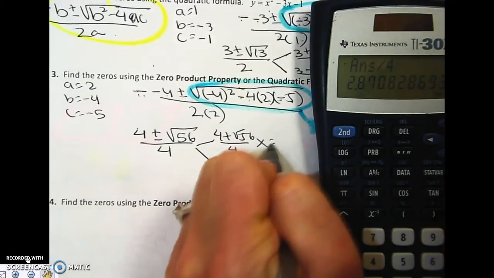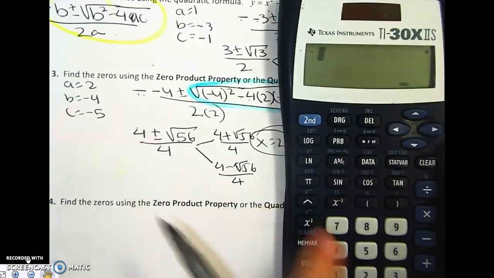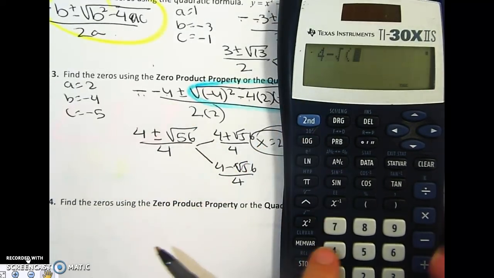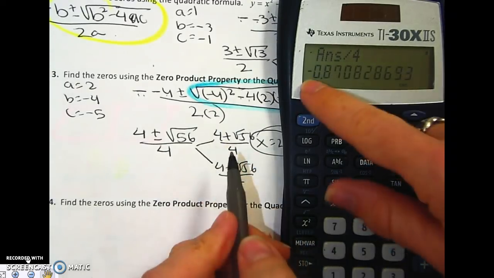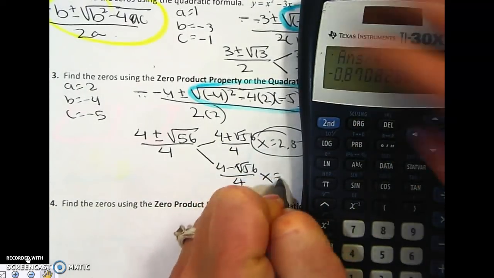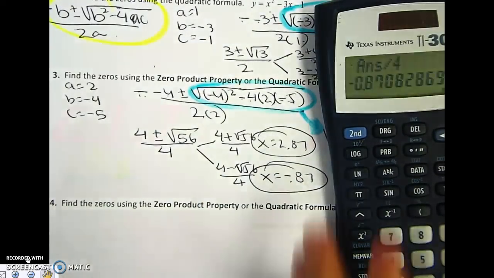$2.87. And now I clear. 4 minus the square root of 56 divided by 4, and I get no dollars, but 87 cents. And I'm good to go.